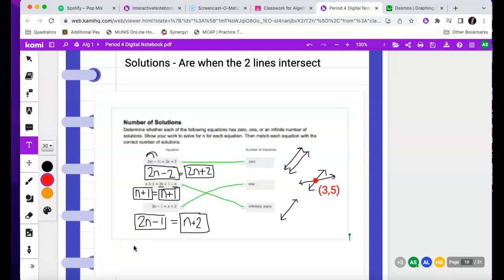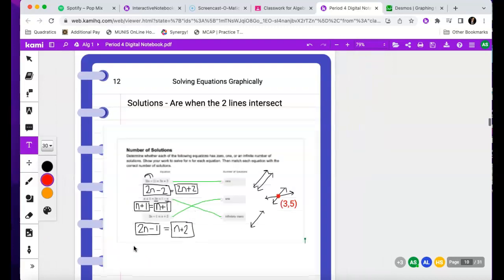So if you need to, go ahead and pause the video, go back and finish page 12, and then I will give you the assignment that goes along with it.